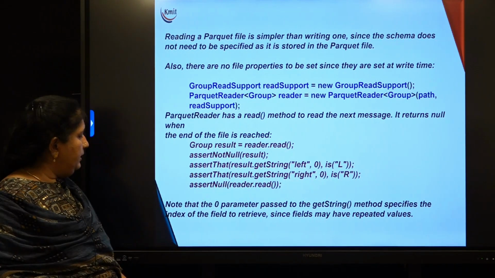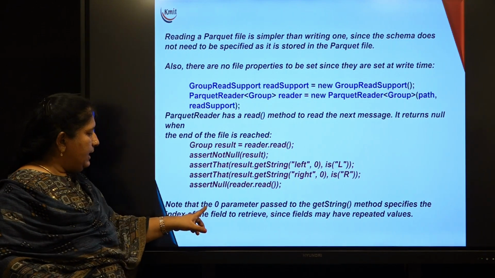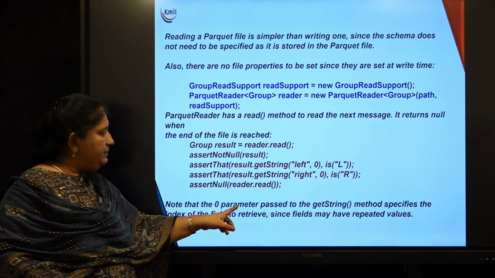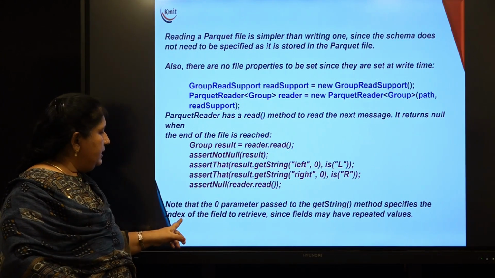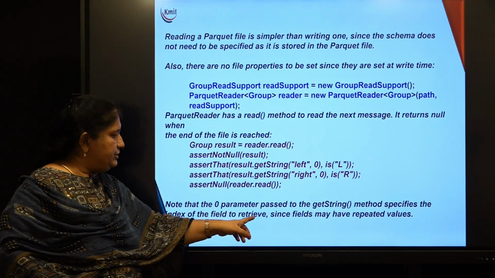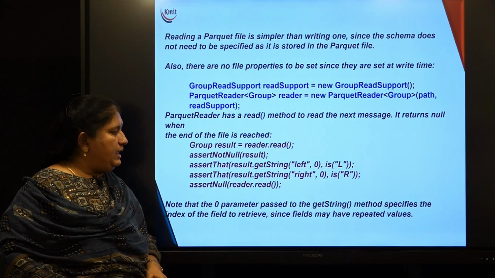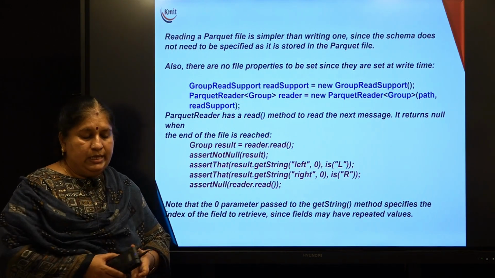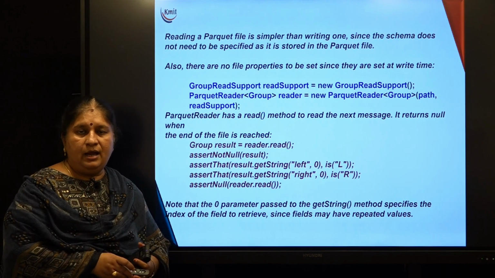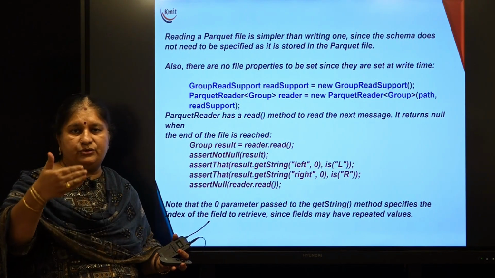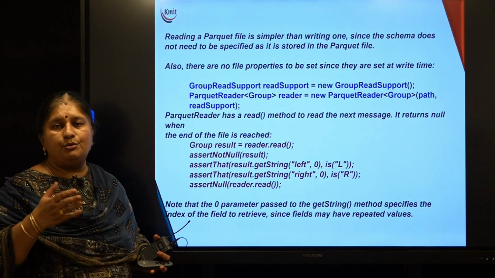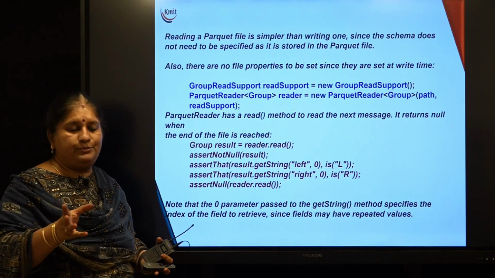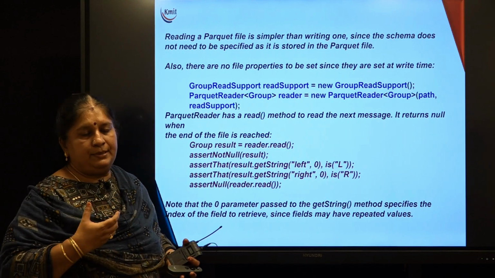What for are we giving that? Note that the 0 parameter passed to the getString method specifies the index of the field to retrieve, since fields may have repeated values. See, for the same string pair, I might have given multiple strings. I want to take the first occurrence. I do not want to take multiple occurrences for the same object. I can give you an example.